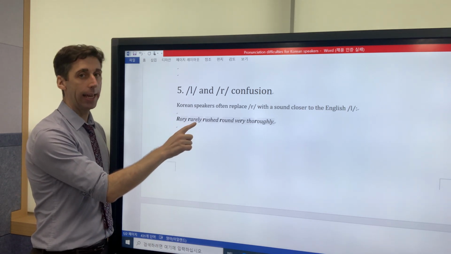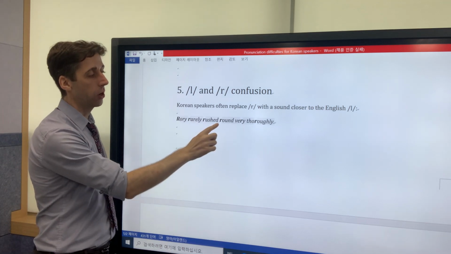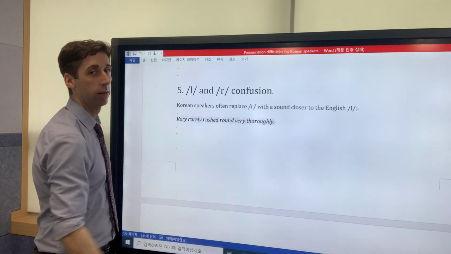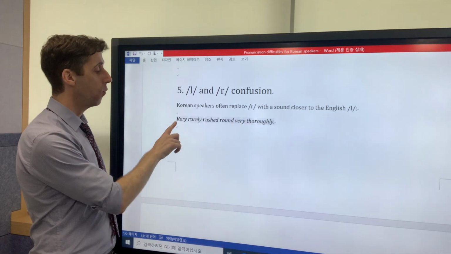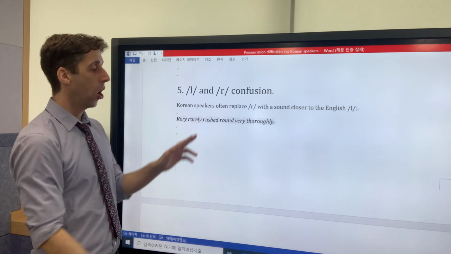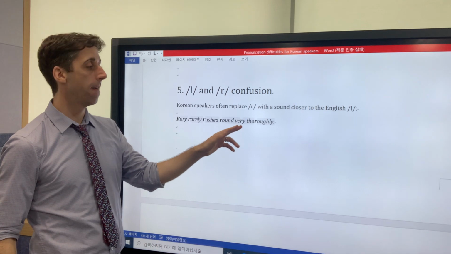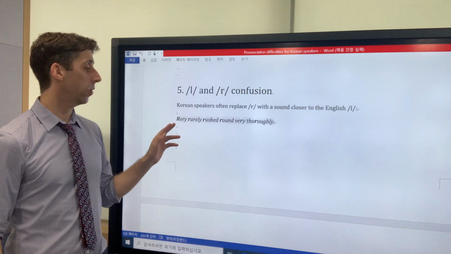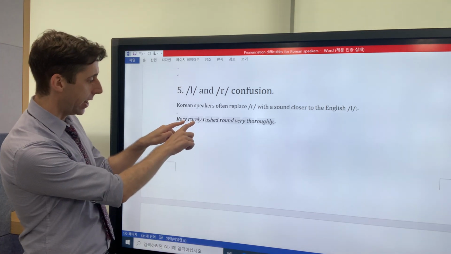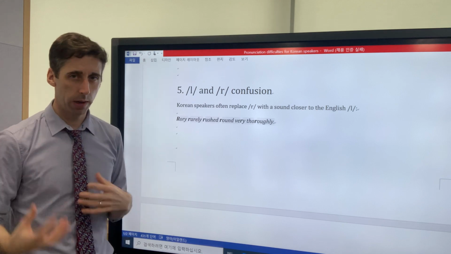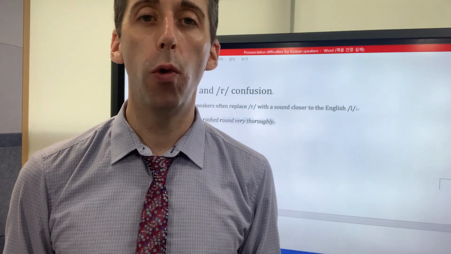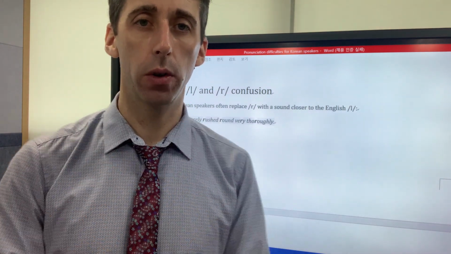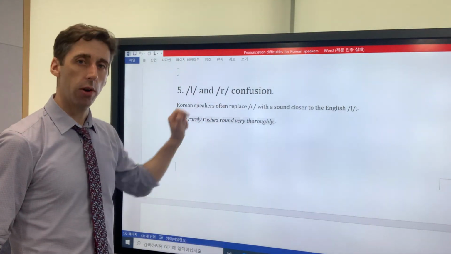Rory, rarely, rushed round, very thoroughly. Same speed. Rory, rarely, rushed round, very thoroughly. Okay? So, when you see a word with L and R together, that's when it becomes difficult. So, for example, rarely. It's about controlling the vowels, slowing down. So, let's try it all together.